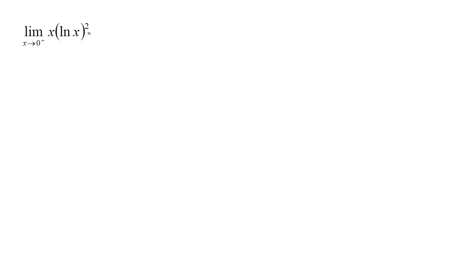In this function, we have x going to 0 from above. Now the natural log, if you remember the graph of the natural log, looks like this. It's the inverse of e to the x. So as x tends to 0 from above, the natural log of x goes down to negative infinity. So basically, we have a product of two things. This x is going to 0, and the natural log of x is going to negative infinity.